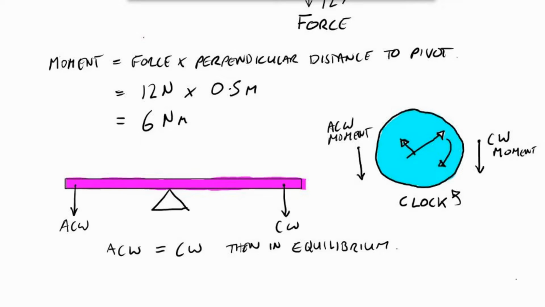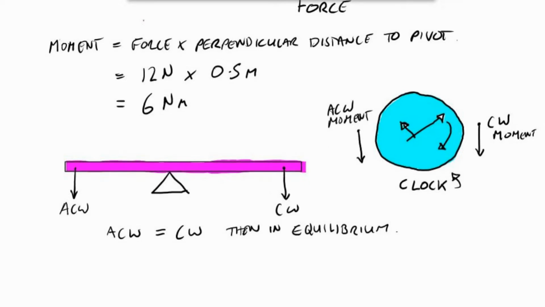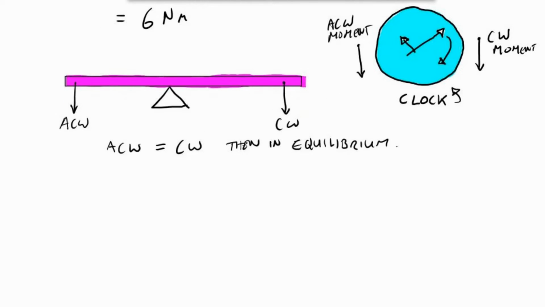And that leads us into something called the principle of moments, and that's a very important thing. The principle of moments says if an object is balanced or in equilibrium, then the sum of the clockwise moments is equal to the sum of the anti-clockwise moments about any point. I'm going to explain what that means. But first things first, let's just practice using it.